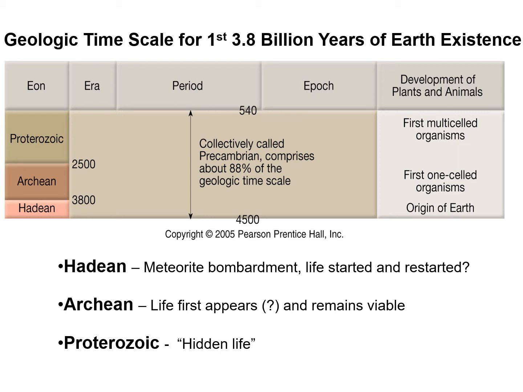What makes these three subdivisions a little more interesting is life. Even though this is 88% of Earth's history, we actually see that life forms very early. There's a chance that life may have started in the Hadean. We know that it starts in the Archean, and we actually know that it's sticking around and a little bit more prolific, and we start getting our first multicellular organisms in the Proterozoic. So even though the name Proterozoic means hidden life, we know that we have life there. The Archean is when it first appears or at least remains viable.